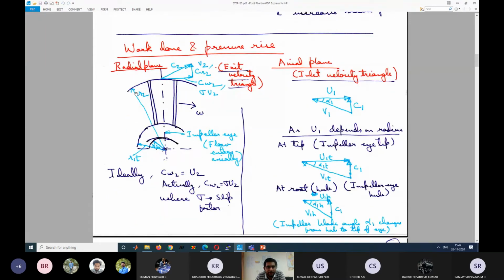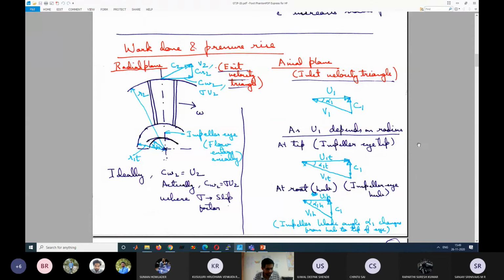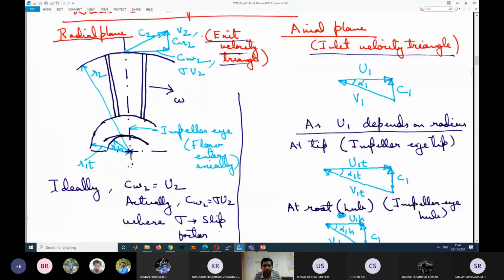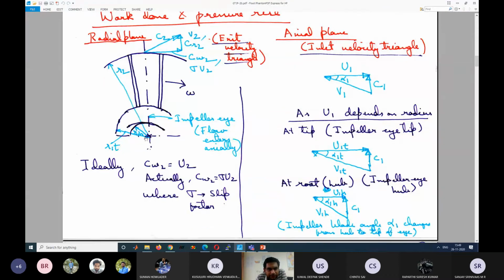So again we will draw this velocity diagram with reference to the impeller design. Okay, I hope this is visible to all of you. Yes, sir. Okay. Where is the zoom button here? Is it not visible? I will just scroll it.